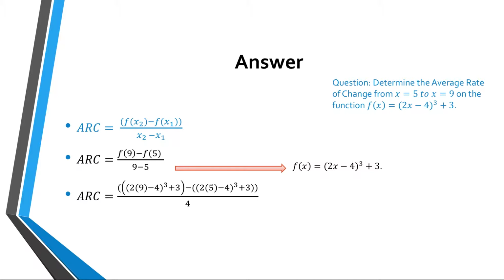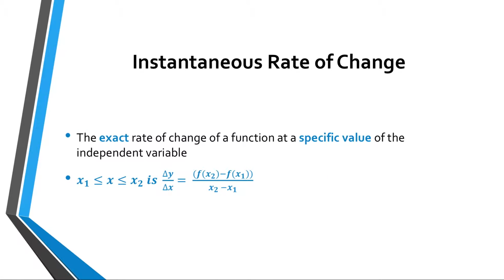After solving, you should end up with an answer of 632 as the average rate of change. Instantaneous rate of change is the exact rate of change of a function at a specific value of the independent variable. However, this is just an estimation, as we are making the x2 variable very, very close to x1. For example, if x1 is 3, we make x2 3.001.